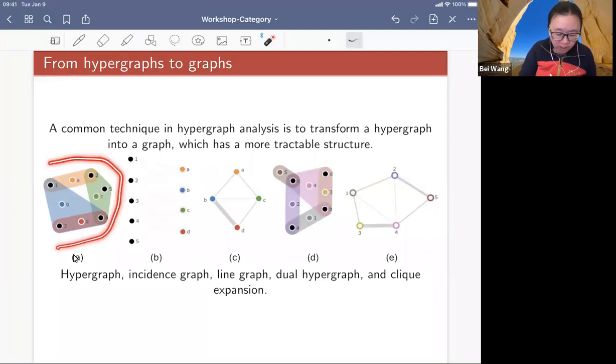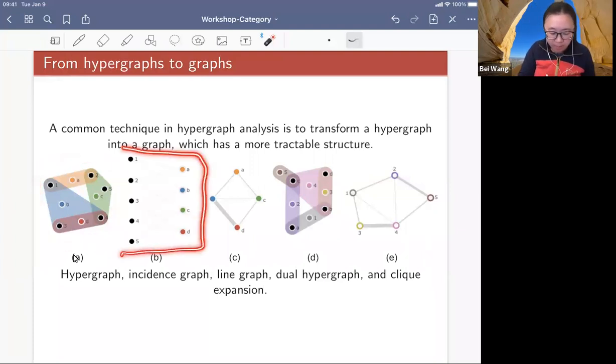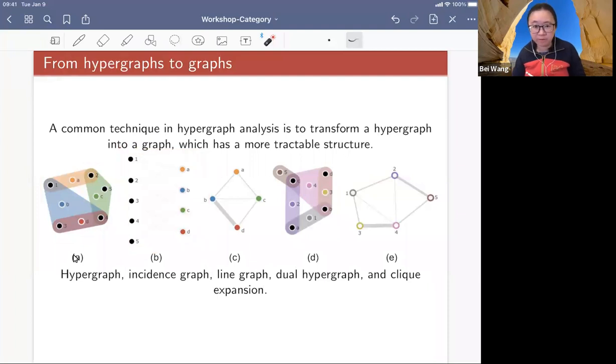And here's an example of a few representations of a hypergraph as graphs. This is the original hypergraph, and then B is the bipartite representation of this hypergraph, and C is what's called a line graph. And D is called the dual hypergraph. I will explain line graph very soon, but D is the dual hypergraph. A dual hypergraph just exchanges the role between hyperedges and nodes. So a node becomes a hyperedge, and a hyperedge becomes a node. It's basically taking the transpose of the incidence relation. And then E is what's called clique expansion. So E is also the line graph of the dual.